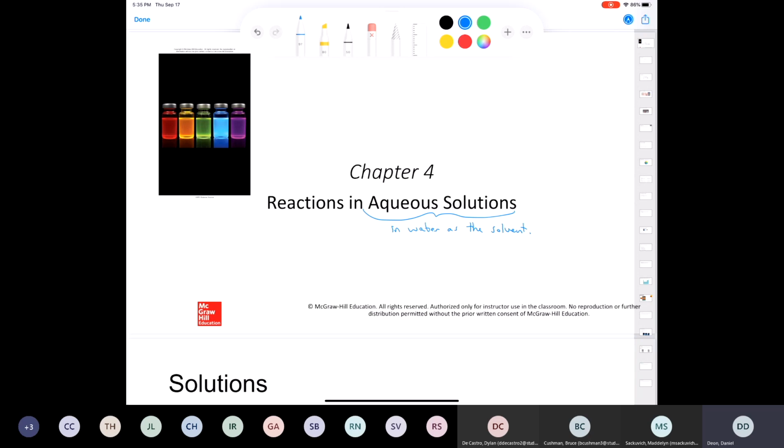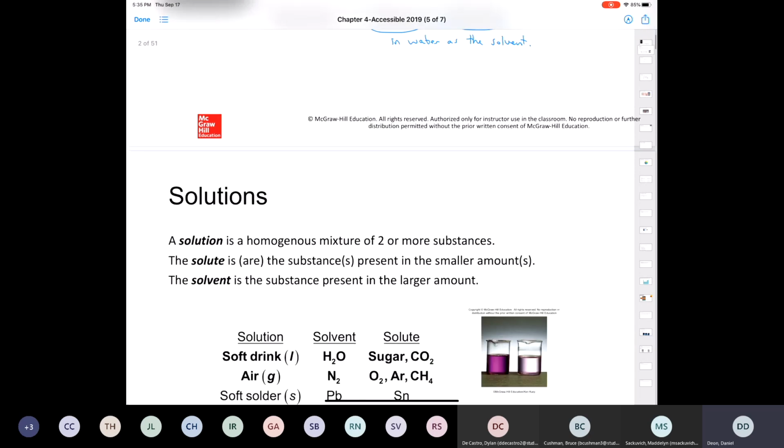In fact, if you take organic chemistry, you'll find there's all kinds of different solvents that can be used in chemistry. But I'll be honest with you, in General Chemistry 1 and in General Chemistry 2, we focus almost exclusively on reactions that are done in water, that is to say, aqueous reactions. So it's really important that you understand the content in Chapter 4. Well, let's get started here.